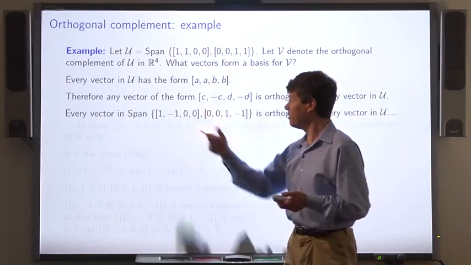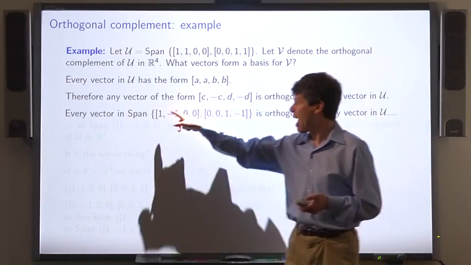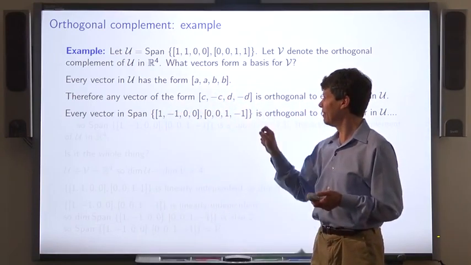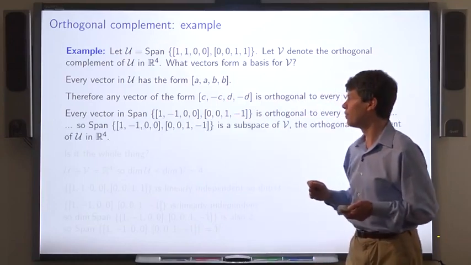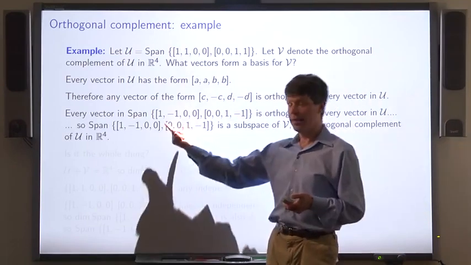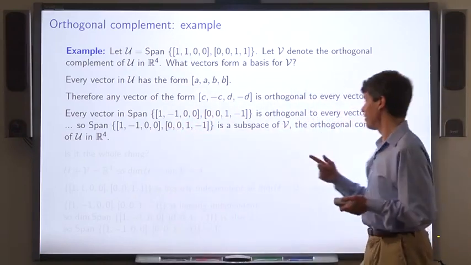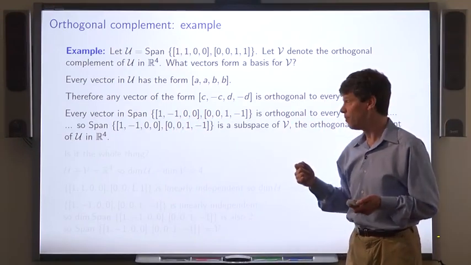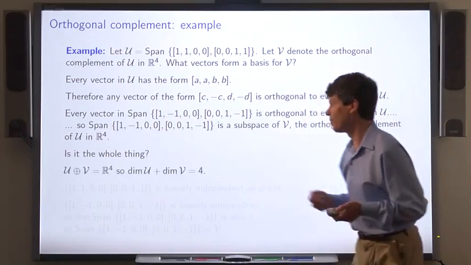So let's consider the space spanned by these two vectors. Every vector in this space has this form, C, minus C, D, minus D, so is orthogonal to every vector in big U. So we know at least that the span of these two vectors is a subspace of big V, the orthogonal complement of big U. Is it, in fact, the whole thing? Is it all of V?